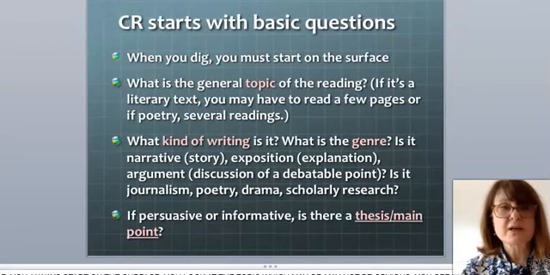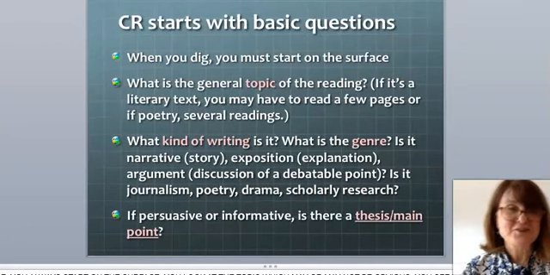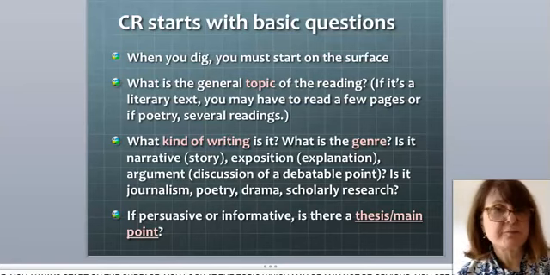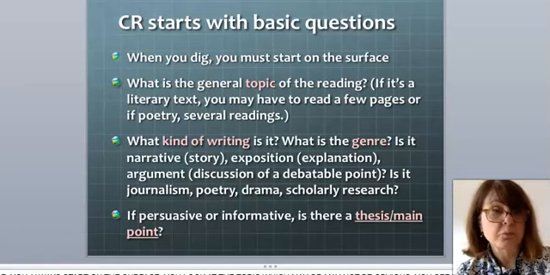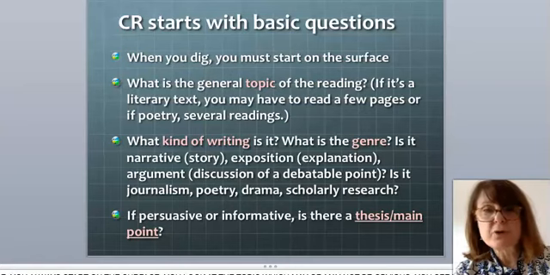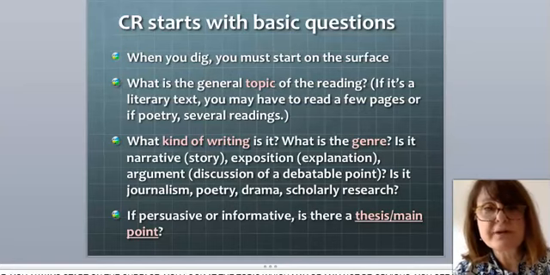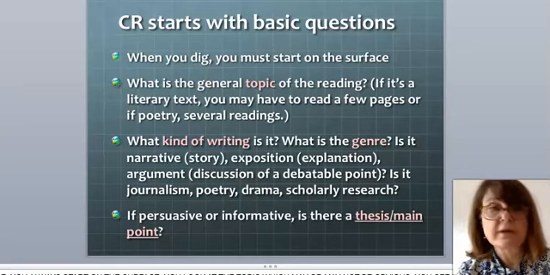So you start with basic questions, because when you dig, you have to start on the surface. So what is the general topic of the reading? If it's a literary text, you may have to read a few pages, or if poetry, you might have to give it several readings. What kind of writing is it? What's the genre? Is it narrative? Is it a story? Is it exposition, explanation? Is it an argument over a debatable point? And what form? Journalism, poetry, drama, scholarly research. If it is an argument, if it's persuasive or informative, is there a thesis or a main point that you can speculate about, that you can guess at?